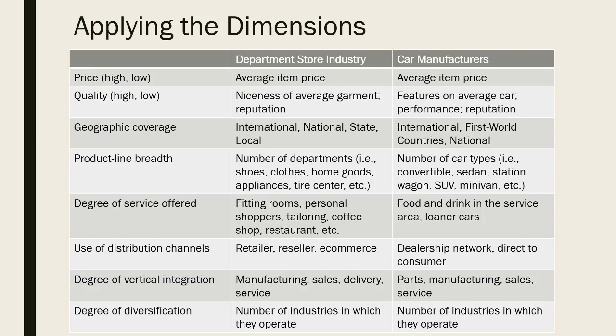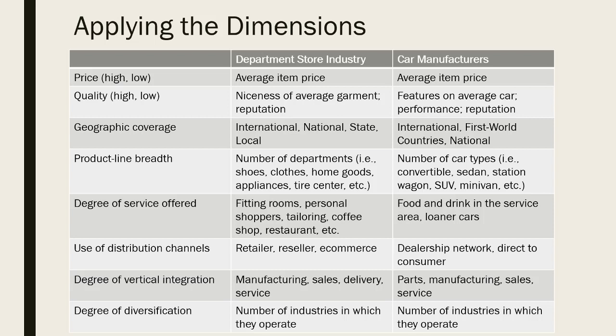For product line breadth, we're talking about the number of products or the variety of products that anyone sells, right? So in the department store industry, that's going to mean the number of departments. So do they have a shoe department? Do they have a tire center? And that would be a very high variety, right? And so you would put that on the high side. Alternately, you can have a department store that only sells shoes, clothes, and home goods. And so in comparison to the one that has the shoes, clothes, home goods, appliances, and tire center, and many other departments in addition to that, if it only had 2 or 3 departments, you would be looking at a low product line breadth.